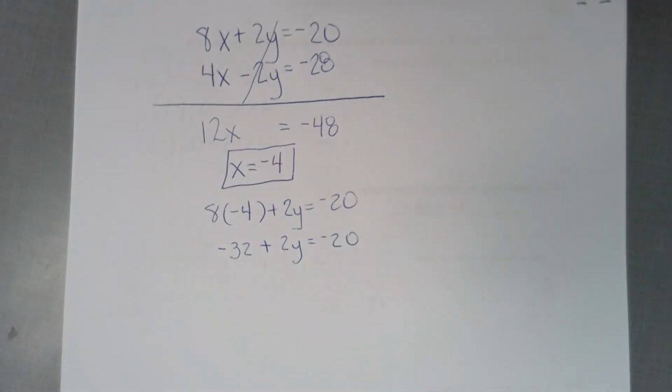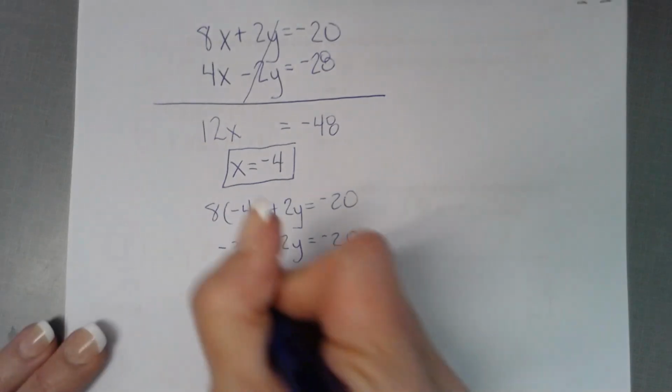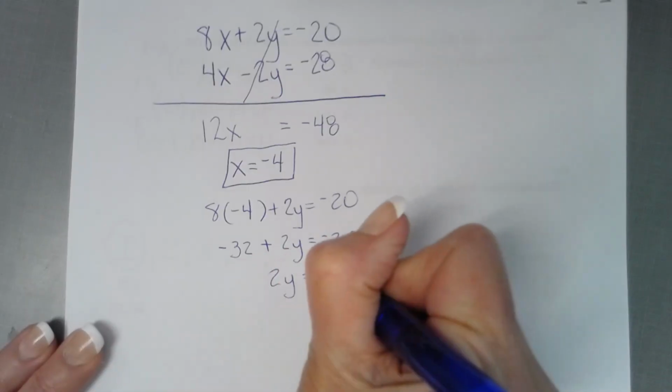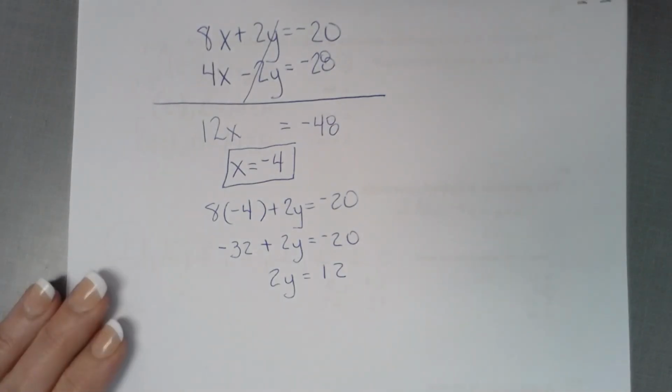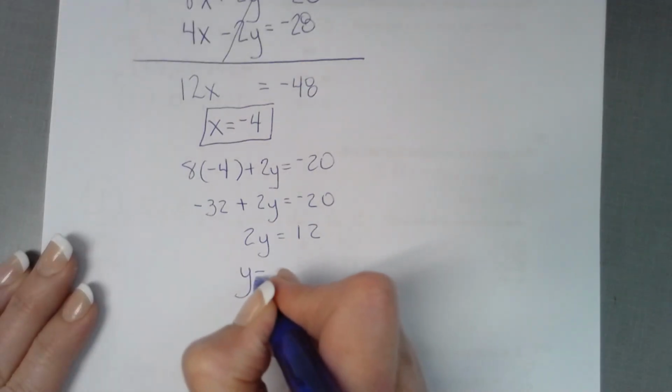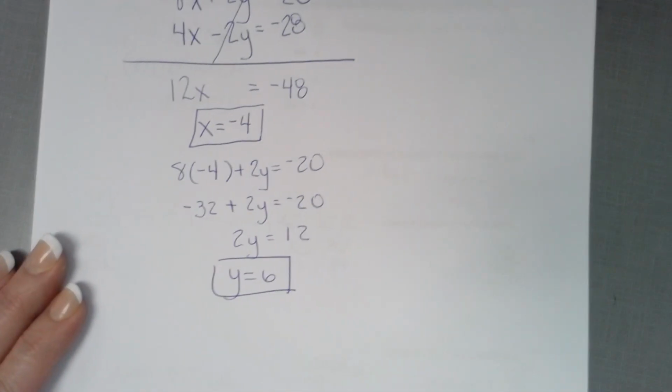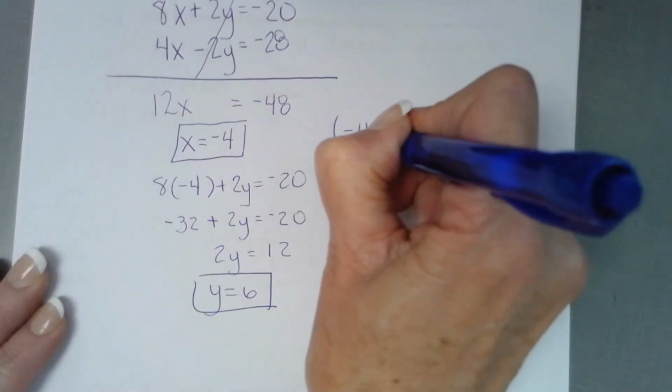What do I do? Add 32 to both sides. So I'm going to let you guys add 32 to both sides. Okay, so if I add 32 to both sides, do I get 12? Yeah. Okay, now what? You divide by 2. Okay, so my answer is negative 4, 6.